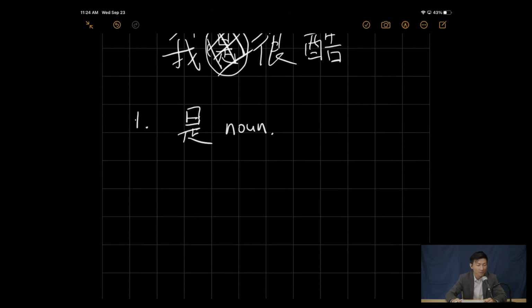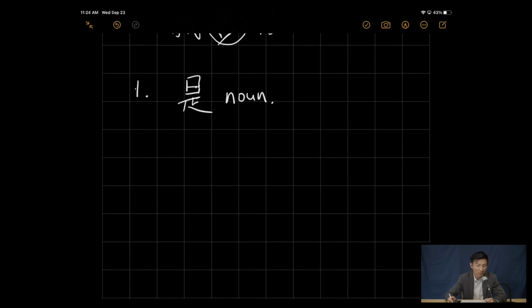我是老师. You can also do other things. 我是学生. I am a student. Student is also a noun. Number two, 是 plus adjective will be incorrect. So if you use an adjective, 我是帅, 我是高, 我是有钱, 我是饿, right? All those things are adjectives, and that would be grammatically incorrect in Chinese.